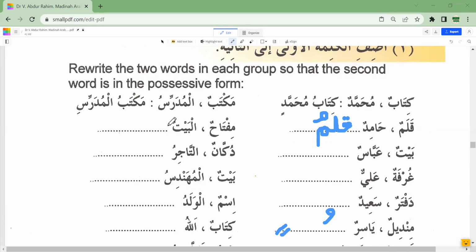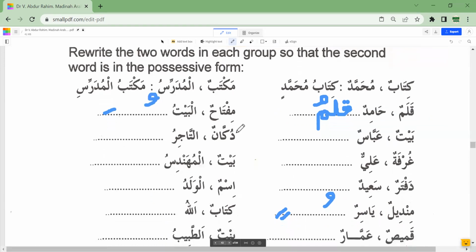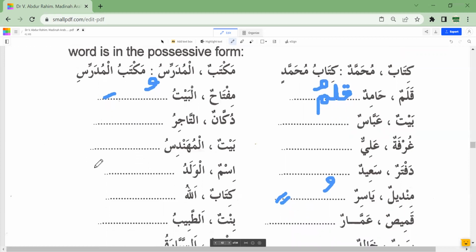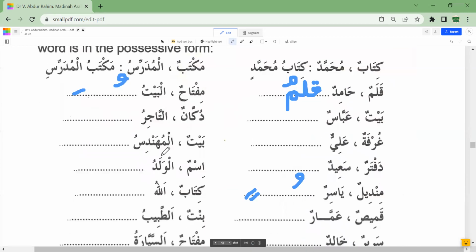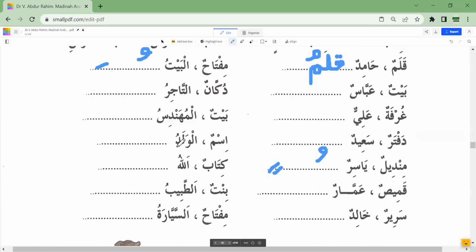Miftahul bayti. Now it will be single because we have alif lam. Miftahul bayti. The house's key. Dukanu Tajiri, right? Dukkanu Tajiri. Baytul Muhandisi, right? Ismul Waladi, right? The boy's name.